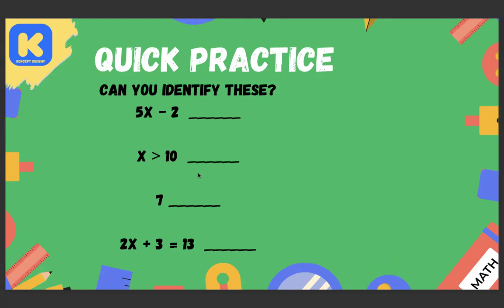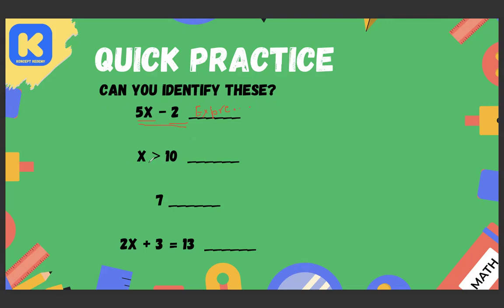So it's a quick practice. As you can see, we need to identify these given things. Are they terms, variables, constants, equations, inequalities, or just expressions? Let's see. The first one, 5x minus 2. Here we are using terms. 5x is a term and minus 2 is also a term, and it's a combination of terms, so this is an expression.